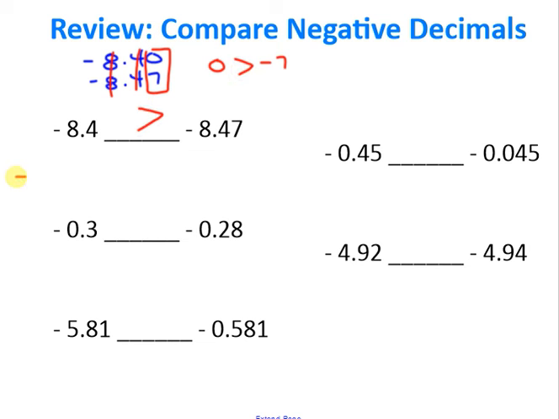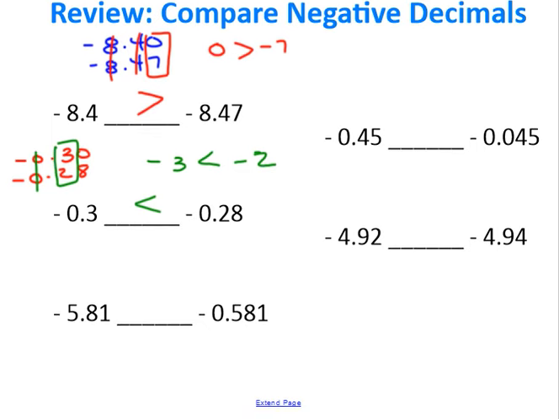Here I have a negative 0.3 and a negative 0.28. Add a 0 as a placeholder. So the 0's are the same, and then I have a negative 3 and a negative 2 there. So I just compare the negative 3 and the negative 2. Negative 3 is less than negative 2.